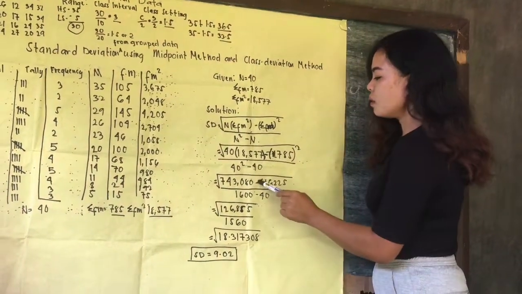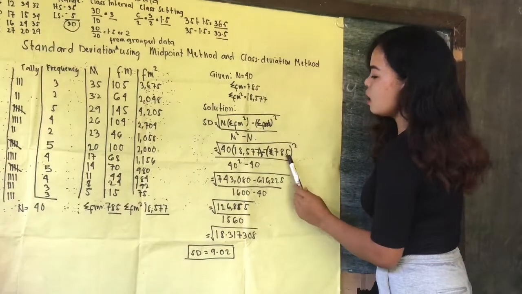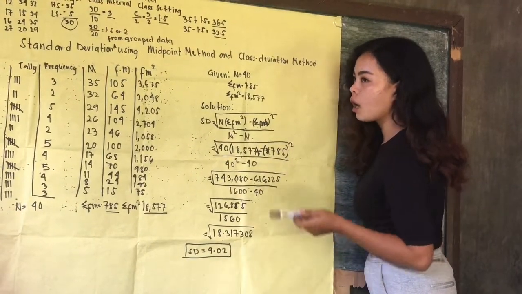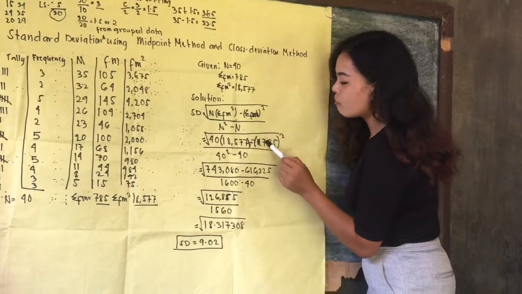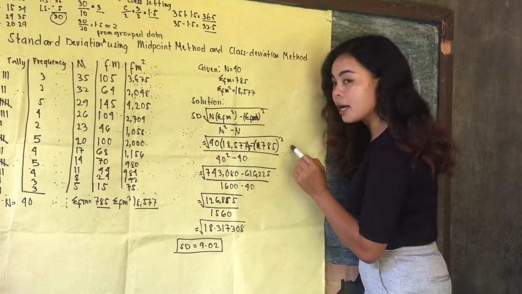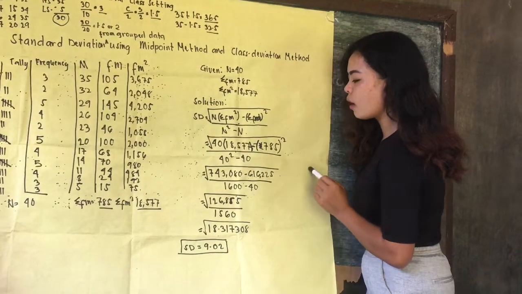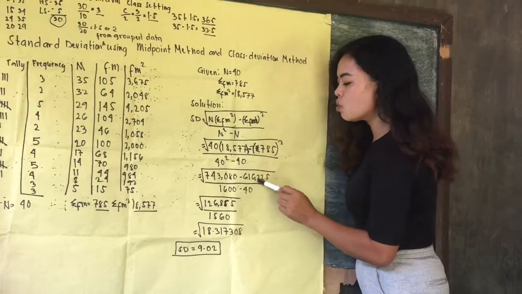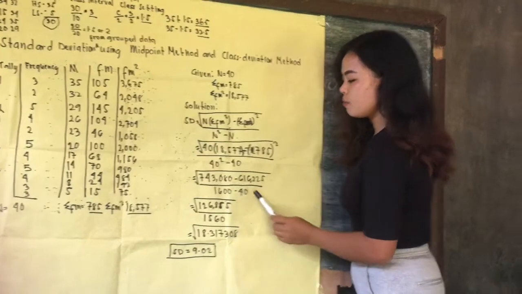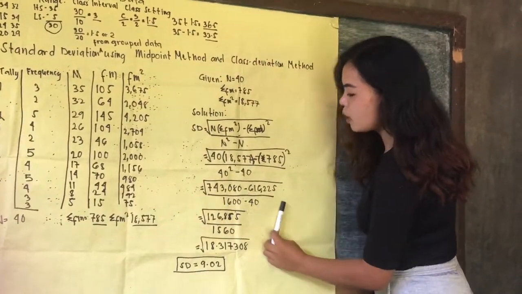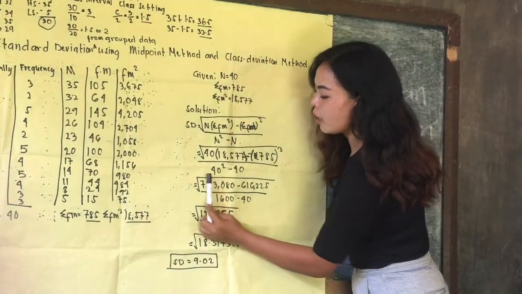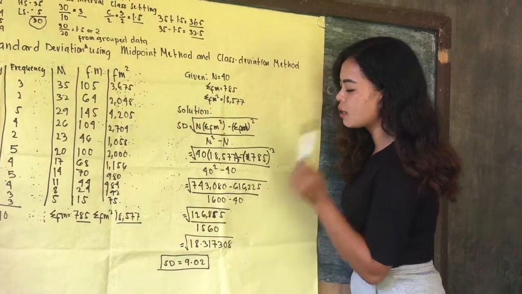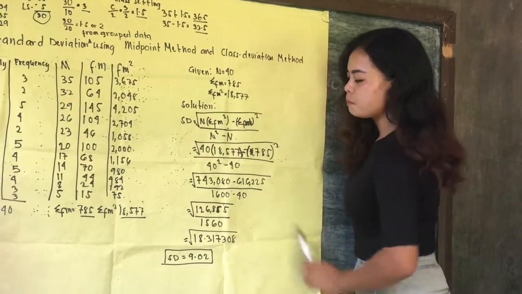743,080 minus the square of this our summation of FM. So 785 times 785 is equals 616,225. Then divided by the square of our n, which is 40. So 40 times 40 is 1,600 minus 40.